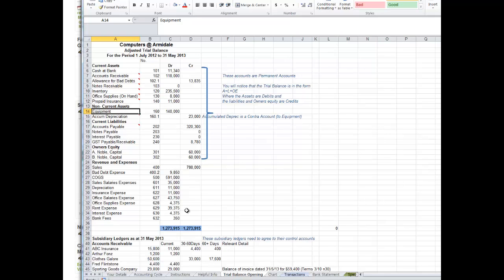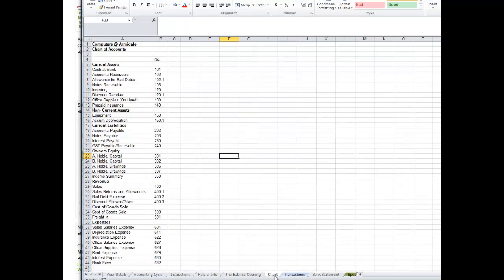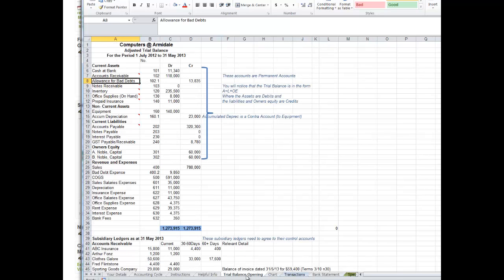As you look through this, you'll start to, at least at the unconscious level, get a real sense of how accounting fits together. You'll learn a lot more about what an account is. We can see cash at bank, accounts receivable, allowance for bad debts. They're all examples of accounts. Then what is a chart of accounts? Well, it's the list of what all of those accounts are.